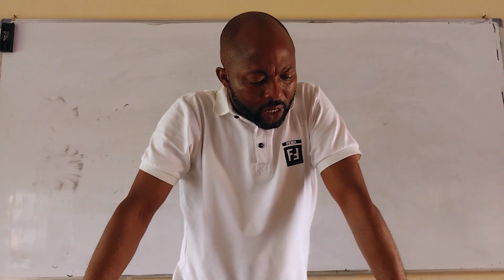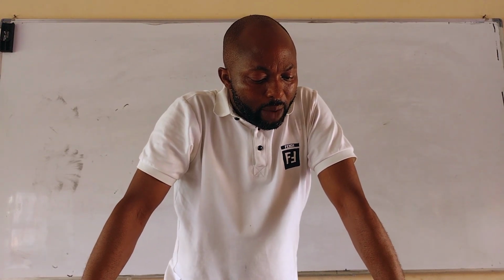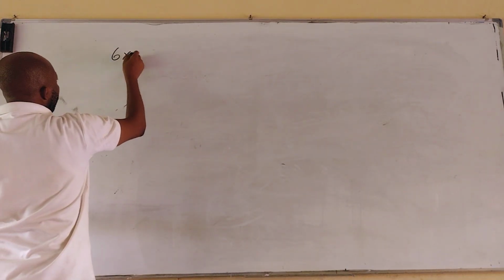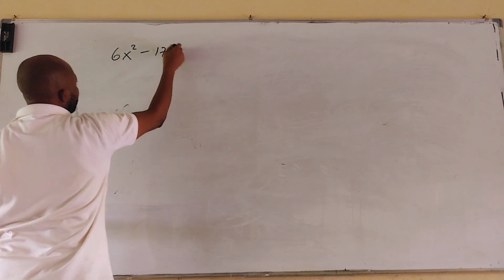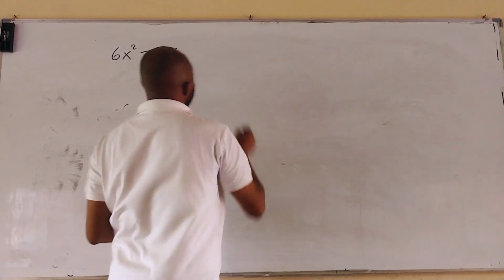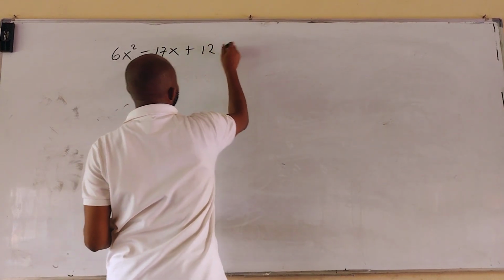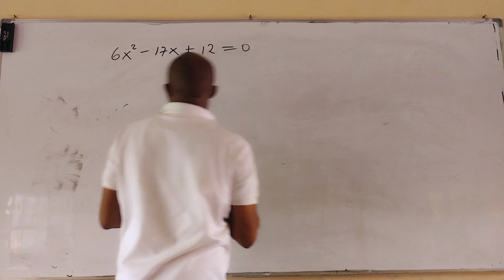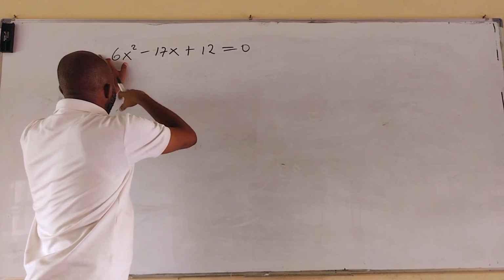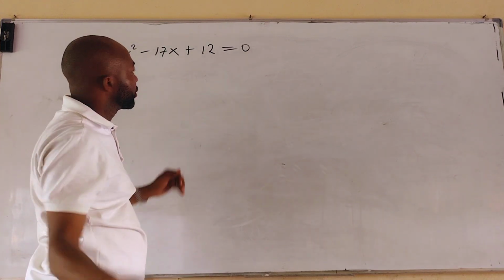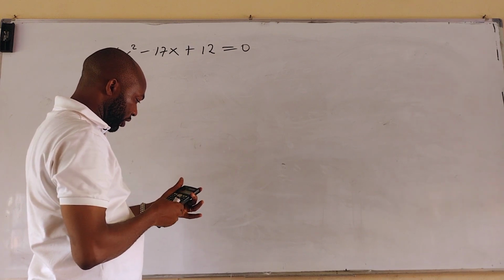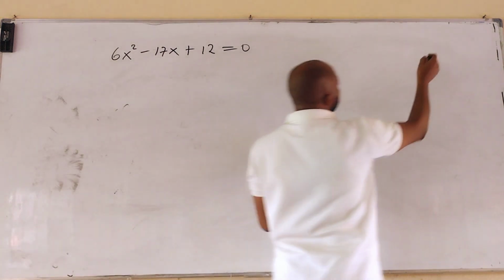Okay, 6x squared minus 17x plus 12 equals 0. Again, the coefficient of x squared is 6 and the constant is 12. We are going to multiply these two numbers together. 6 times 12 is 72. So this is my 72.